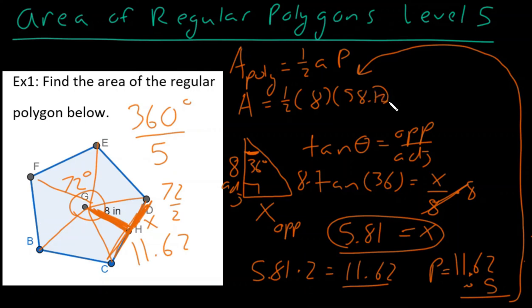And now we have enough information to find our actual area. So use this in your calculator. 1/2 times 8 times 58.12, and of course that will give us 232.48, and in this case, inches squared.